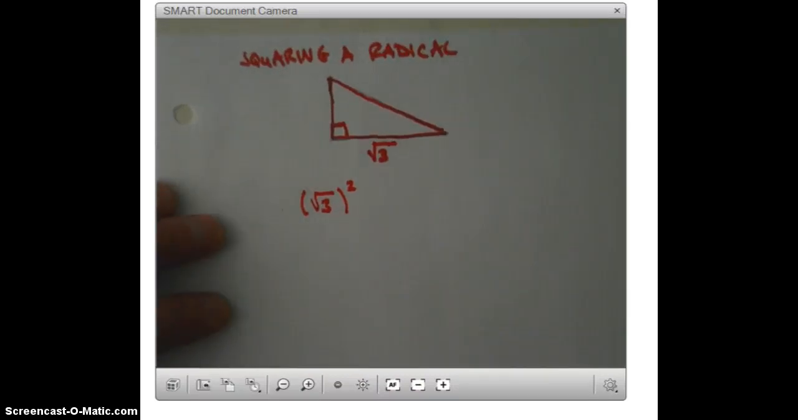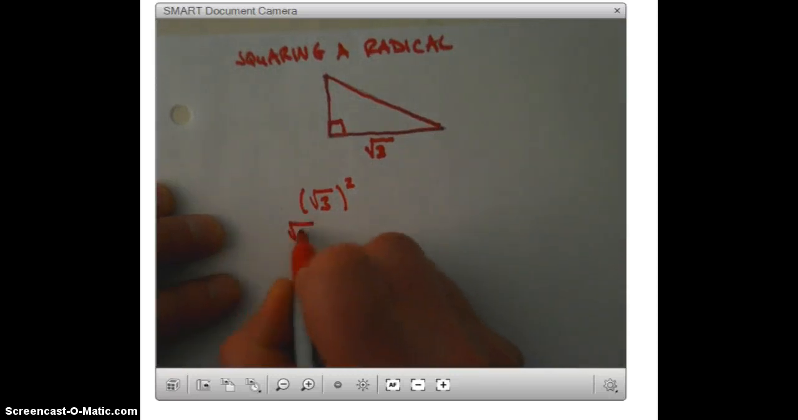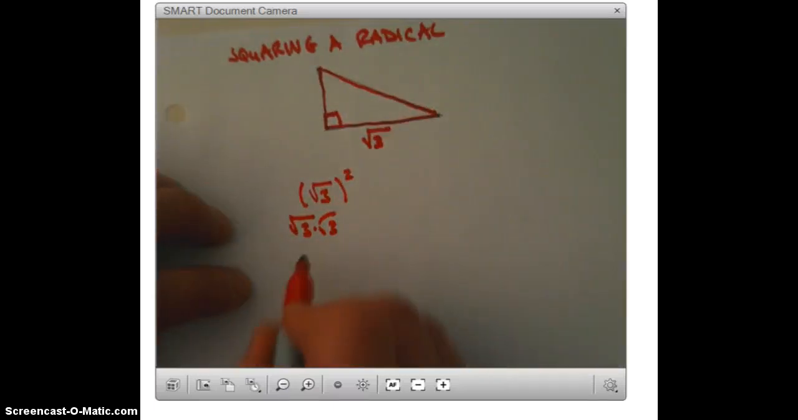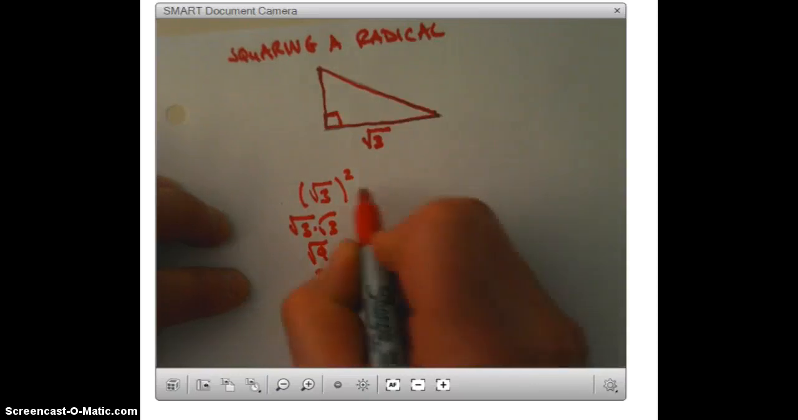And when you square something, that means you multiply it by itself. So what this really means is the root 3 times the root 3. And the root 3 times the root 3 we know is the root 9, and we know the root 9 is 3. So that's the answer. The square root of 3 squared is 3.